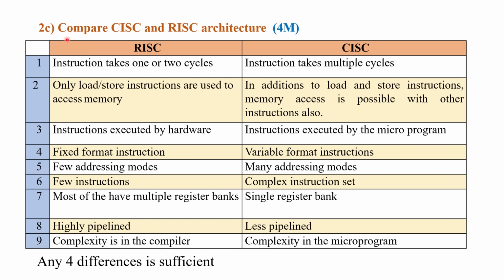Now to compare CISC and RISC architecture. This is for 4 marks. So 9 differences are listed over here. You have to remember any 4 differences among these listings.